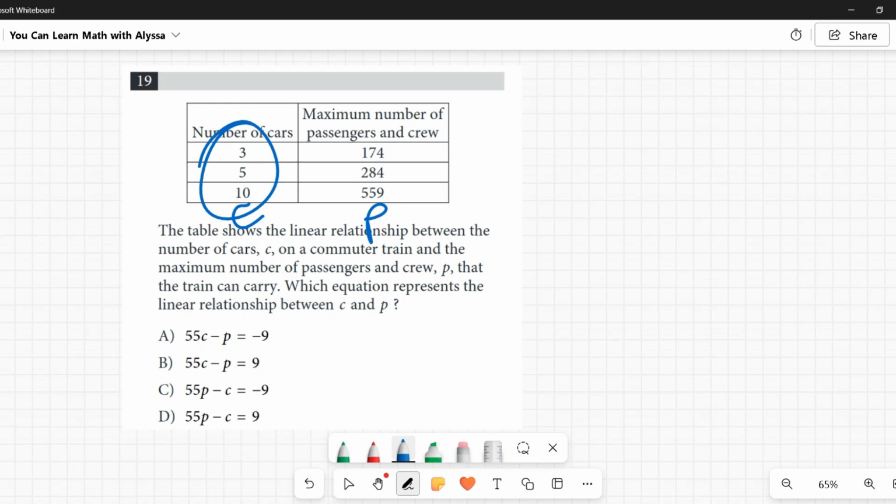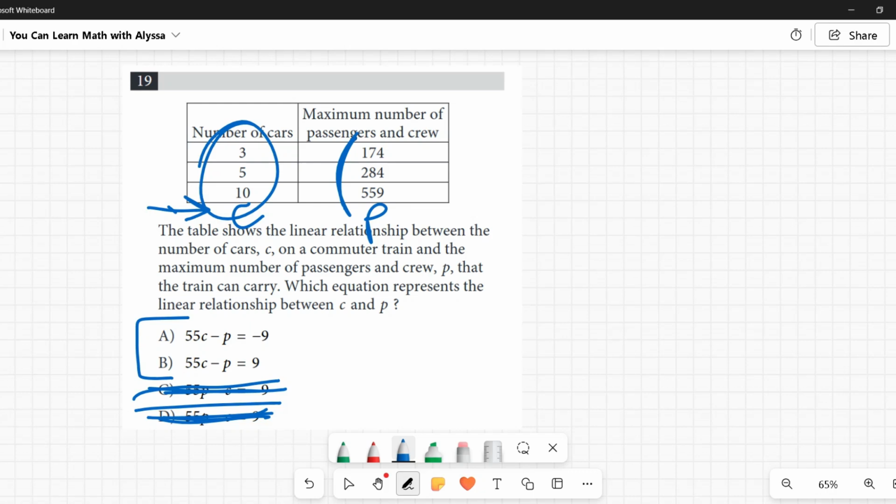And so that should be getting me close to these numbers over here, so that when I'm subtracting, I'll get either -9 or +9. So since I've decided that it's logical for 55 to be multiplied by C, since these numbers have got to be pretty close, only 9 apart, it's got to be either A or B. 55 times P minus C equaling -9 or +9 does not make sense, so I'm not even going to look at those. So now I just need to know if 55C minus P is equal to -9 or +9.